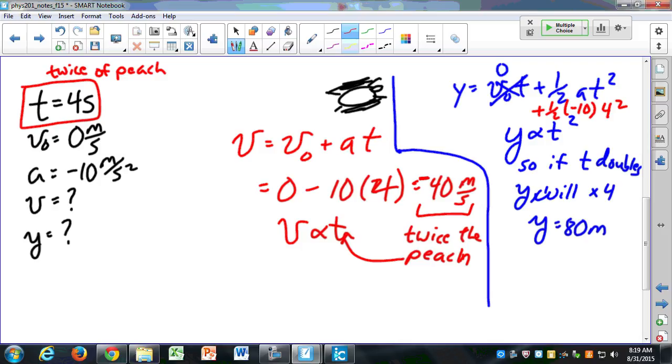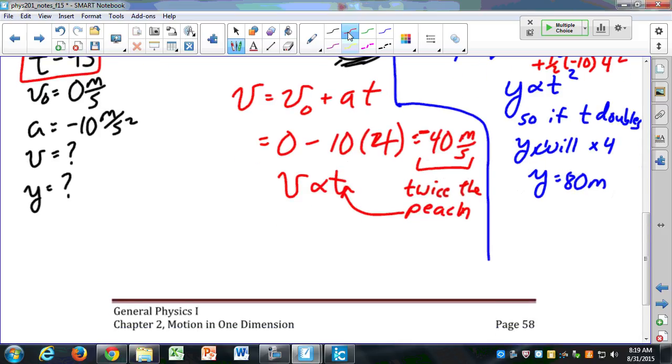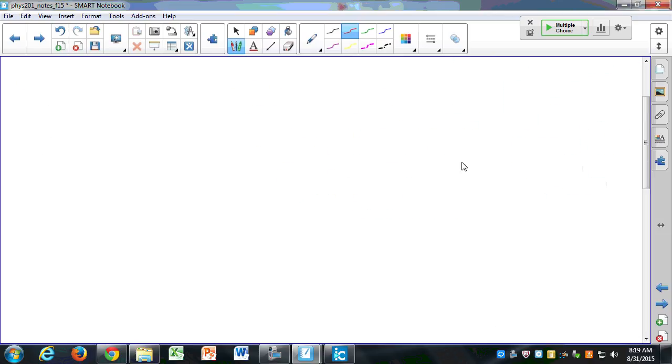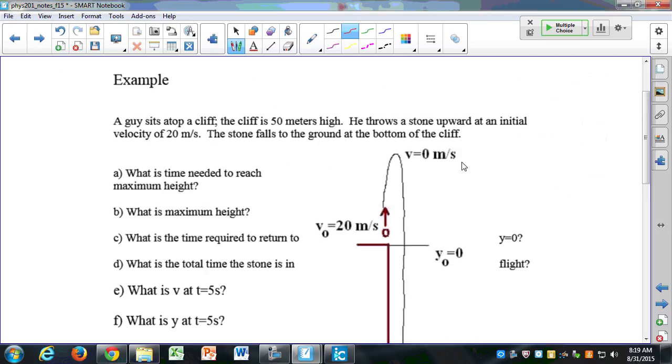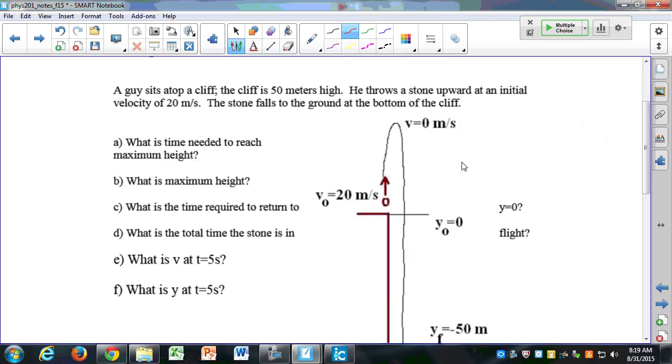Alrighty, let's do another free fall. Very likely have one similar to this. We haven't done one exactly like this yet. I think it's on the next page. Yeah. Probably this morning we'll just look at these first three, and then we'll finish up with D, E, and F.